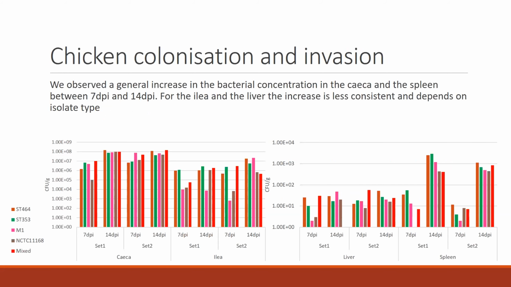So here we have the results from the colonization and invasion counts. What we observe is that in the ceca and the spleen, there is an increase over time of the bacterial concentration for all those samples. But for the ileum and the liver, the increase is not that consistent. It depends on the isolate type.